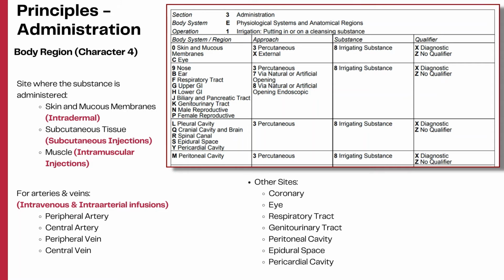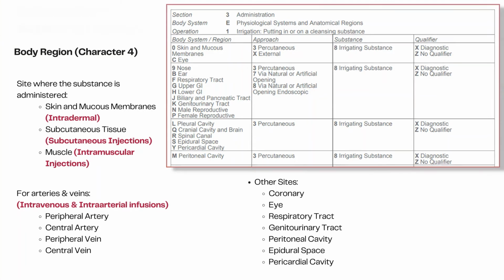The central artery or vein is used when the site where the substance is introduced is distant from the point of entry. For example, infusion of thrombolytic substance into a central artery or a vein by percutaneous approach. This substance usually has a local effect. Now, a few other sites for the body region in this section also include eye, nose, ear, respiratory tract, peritoneal cavity, epidural space, and so on. So this is for the fourth character.